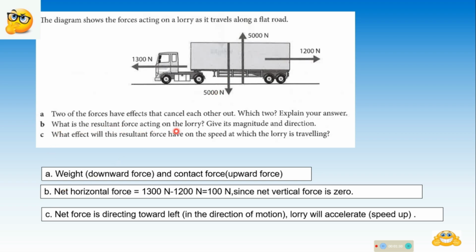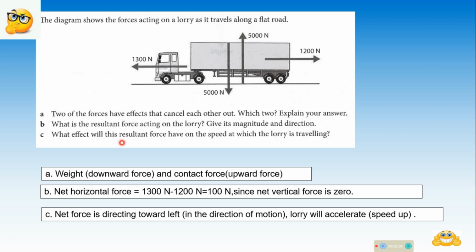What is the resultant force acting on the lorry? Give its magnitude and direction. So the resultant force: in the vertical direction these two forces cancel out each other. In the horizontal direction there are two forces, 1300 Newton which is acting in the direction of the movement of the lorry, which is moving toward left, and a drag force which is 1200 Newton. So the resultant force is 1300 Newton minus 1200 Newton, which is 100 Newton. Since the net vertical force is 0, the net horizontal force is 100 Newton, which is acting toward the left side, and left is the direction of motion of the lorry.